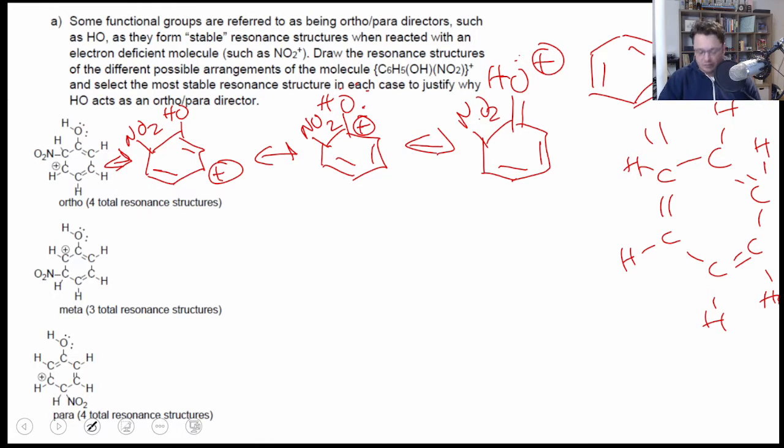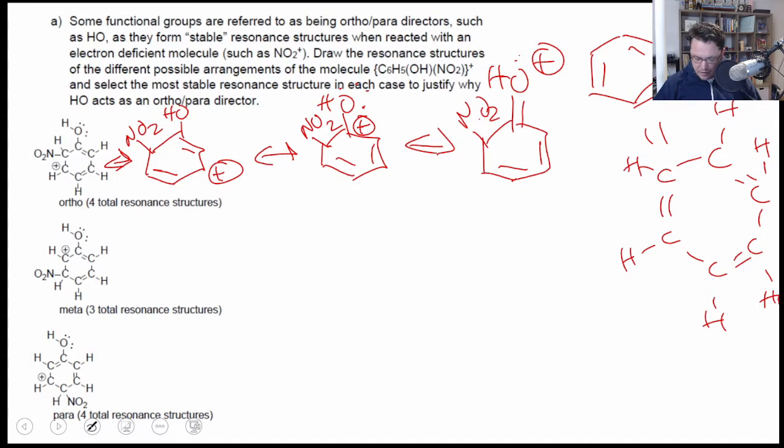Now, the thing is, if we look at the octet rule in this case, and we count how many electrons we have around the oxygen, we have 1, 2, 3, 4, 5, 6, 7, 8, right? There's 6 that are in bonds, and then we have 2 in the lone pair. So that oxygen has a full octet, so that's happy, right?